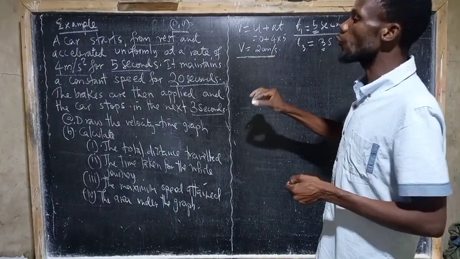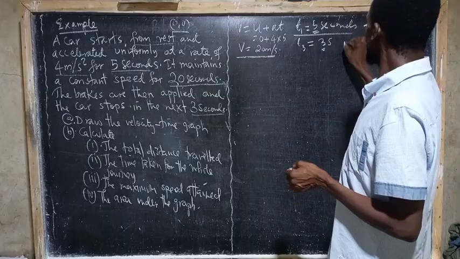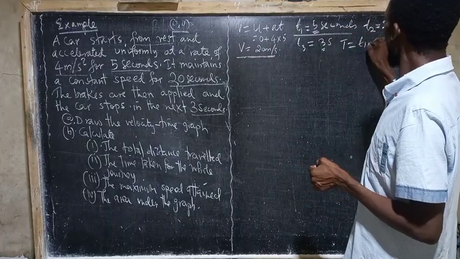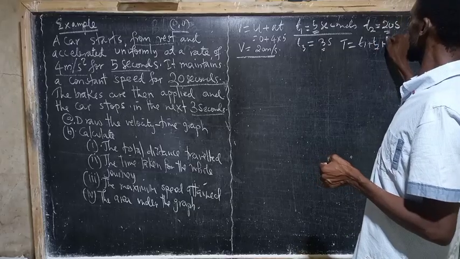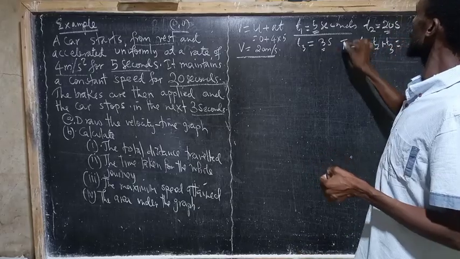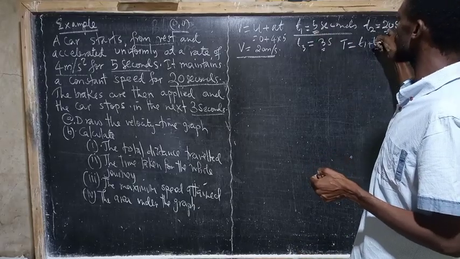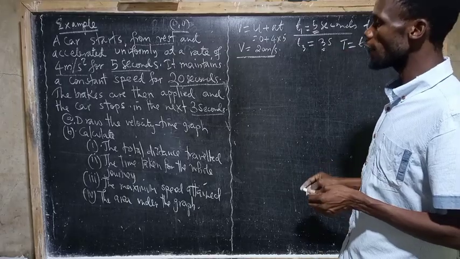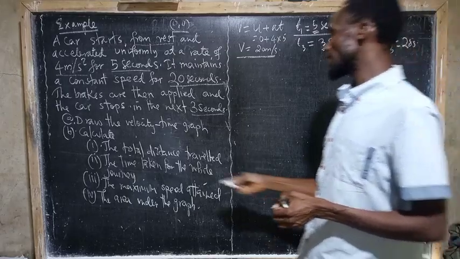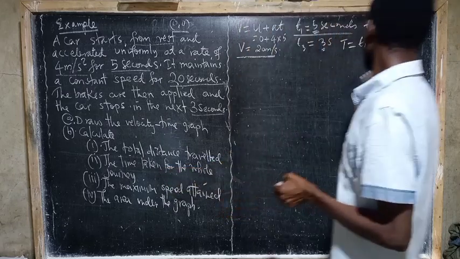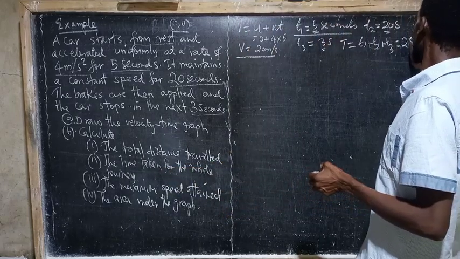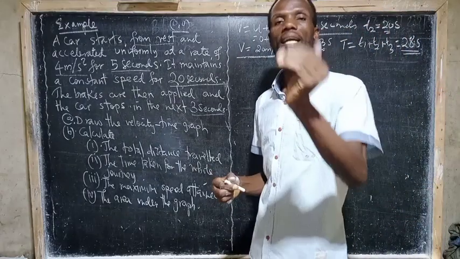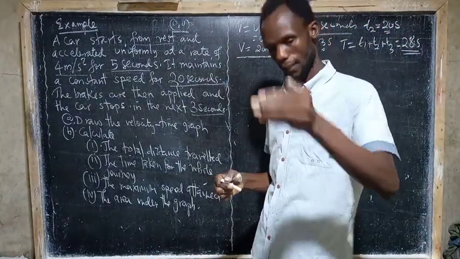So the time that was taken for the whole journey, that is T, it was now T1 plus T2 plus T3, which now is equal to 5 plus 20, which is 25, plus this one, it is 28 seconds. Now we have answered. The time taken for the whole journey is 28 seconds. So there are 28 seconds that were used for the whole journey.